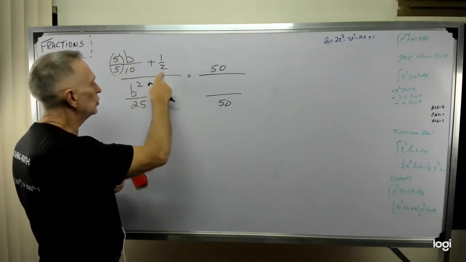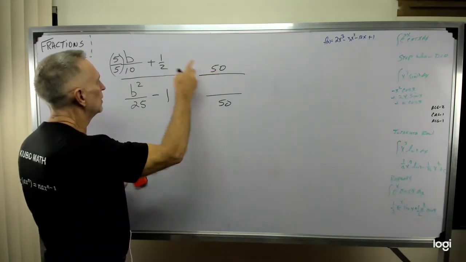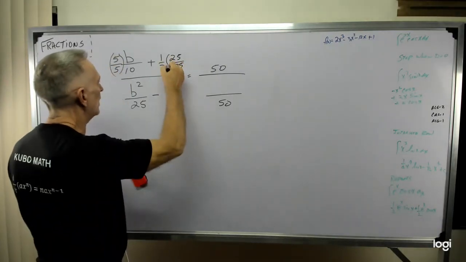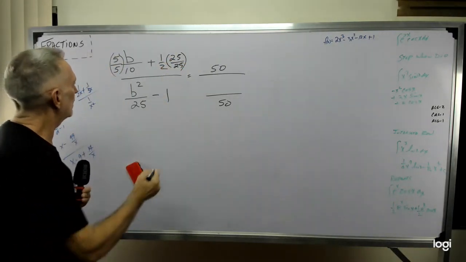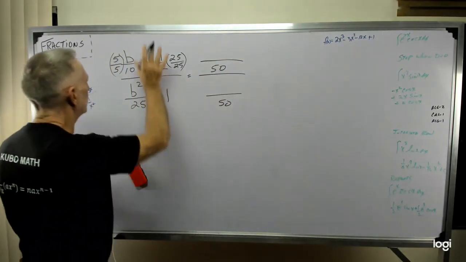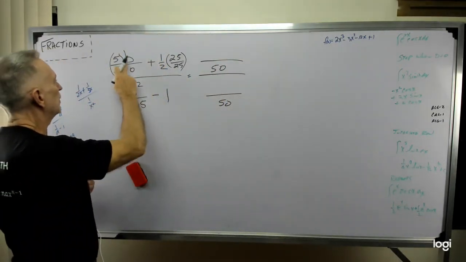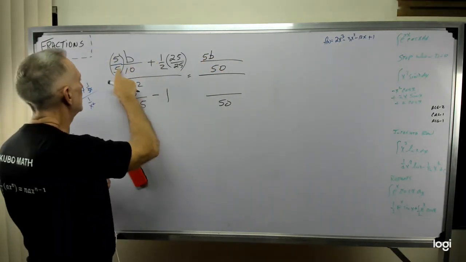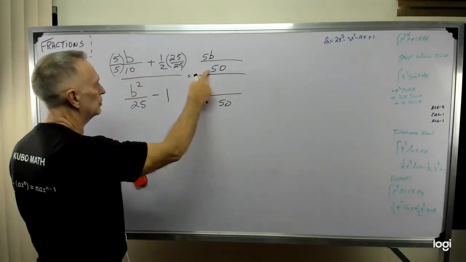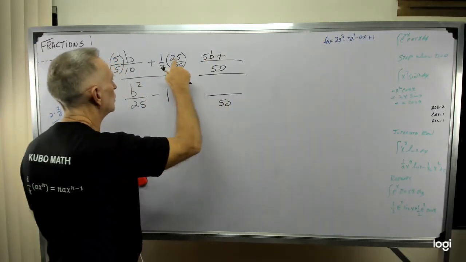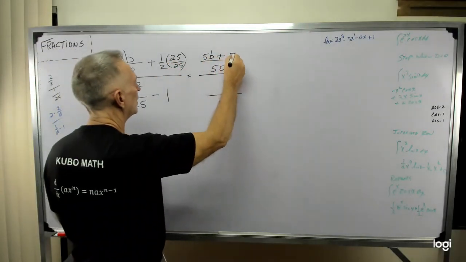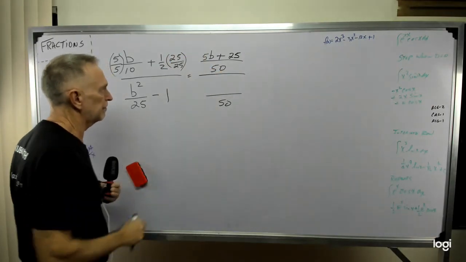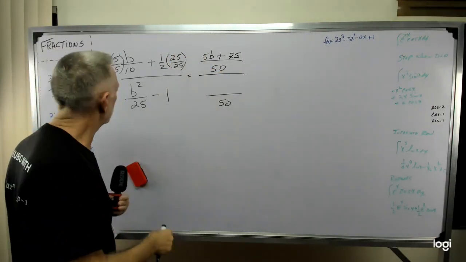This one, 2 will go into 50 25 times. So now I'm going to multiply that one by 25 over 25. So what do I have up in this top fraction? 5 times b is 5b, and it's over 5 times 10, which is 50, plus 1 times 25, which is 25, over 2 times 25, which is 50. Okay, so good so far.